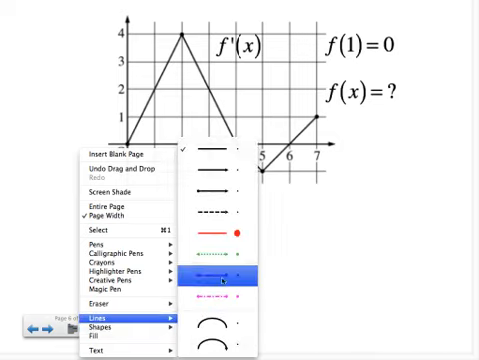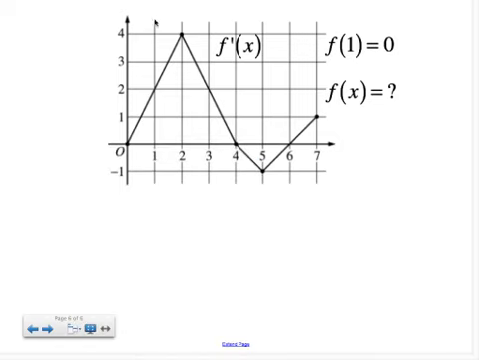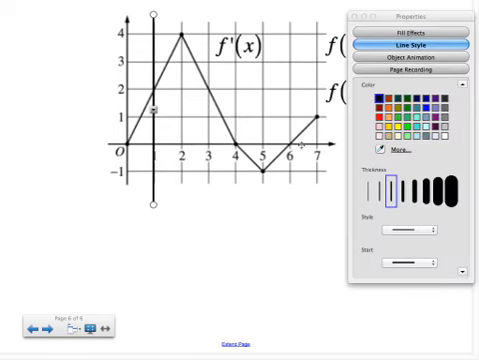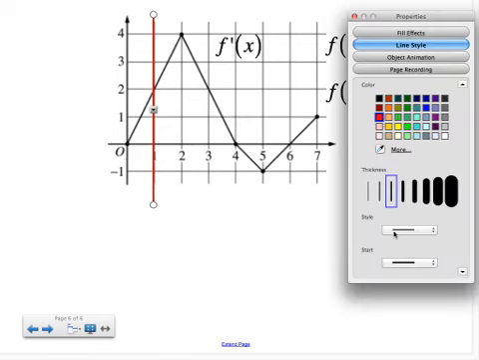So let me go ahead and draw in a line here that tells us that this is where things begin for our function f, because I have a function value that gives us a starting place. And because we know what the behavior of f is going to be like, based on the behavior of the derivative, we can make lots of conclusions.